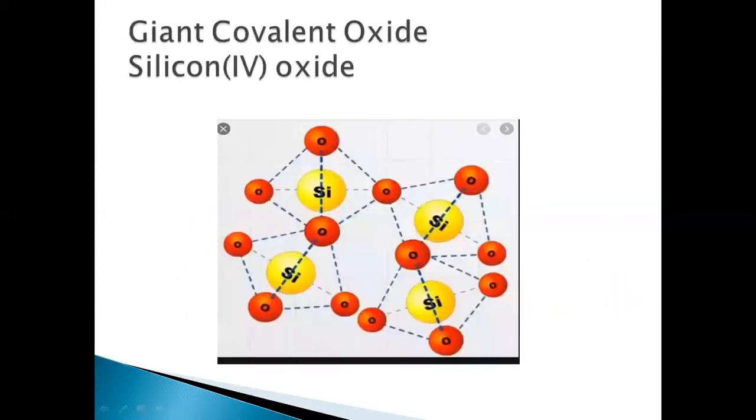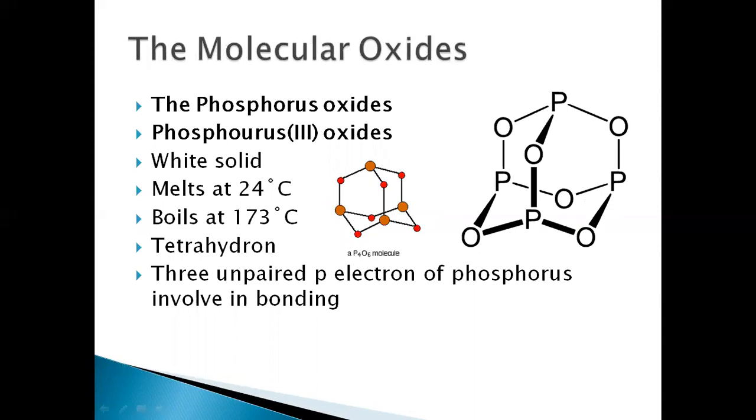Next, when we talk about the giant covalent oxide, that is silicon 4 oxide, the 4 means its 4 electrons are participating in the bond formation. So each silicon atom is attached to a further 4 oxygen atoms. This is your giant covalent oxide. And then we move towards the molecular oxides. We know that phosphorus oxide, sulfur oxide, and chlorine oxide are included in the molecular oxides.